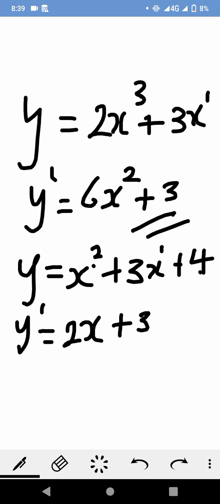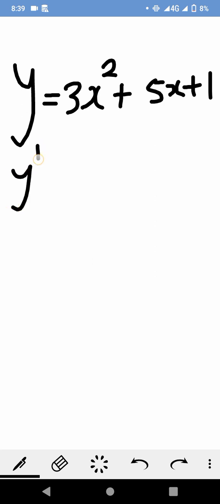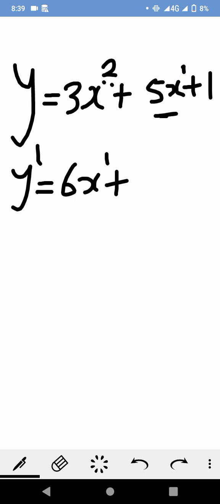Let's check another question. Let's say we have another quadratic, y equals 3x raised to power 2 plus 5x plus 1. Y prime is going to be: bring down the power 2, we have 6, reduce the power 2 by 1, you will have 6x raised to power 1, plus, if you differentiate 5x, x is carrying power 1, so 1 times 5 will give you 5.